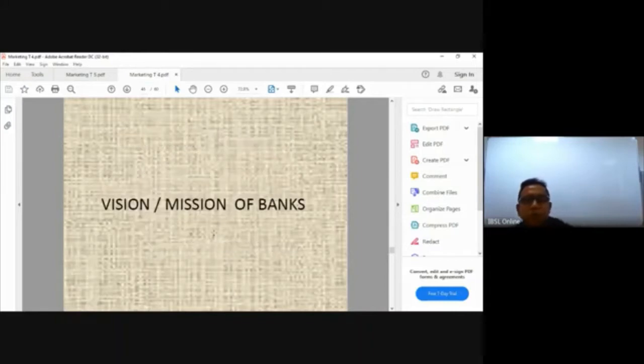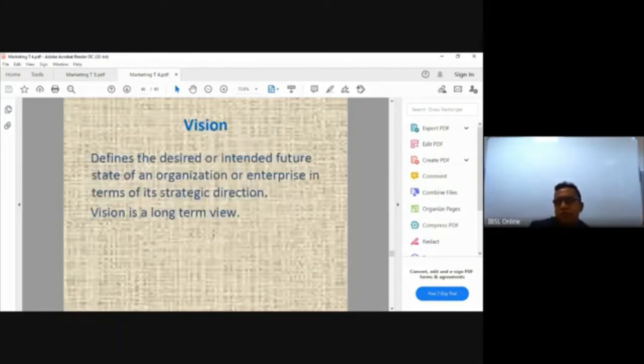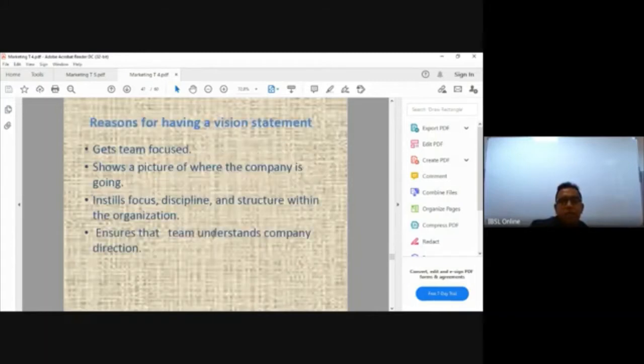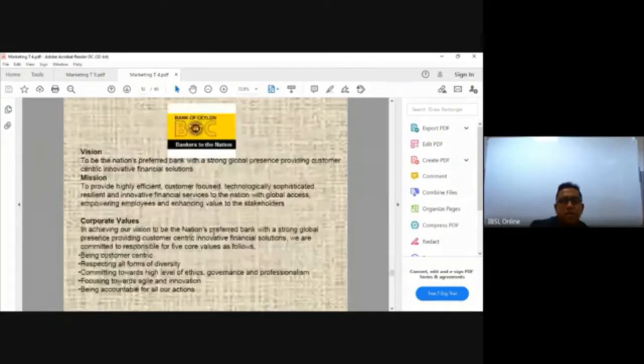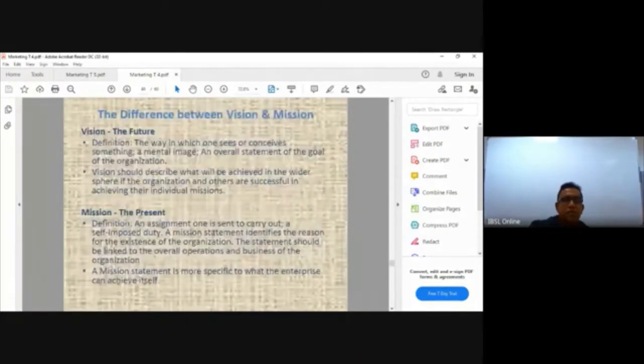Then we went to vision and mission, and we looked at examples. Vision, I said, is more about the future. Mission is what we do at present to achieve that future direction. Remember it that way. Vision is a broad direction about the future. What do you want to achieve in the next 10 years or 20 years or even 100 years?